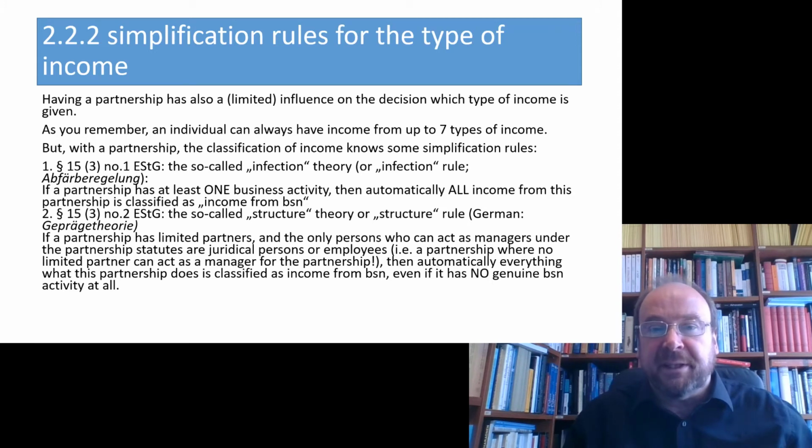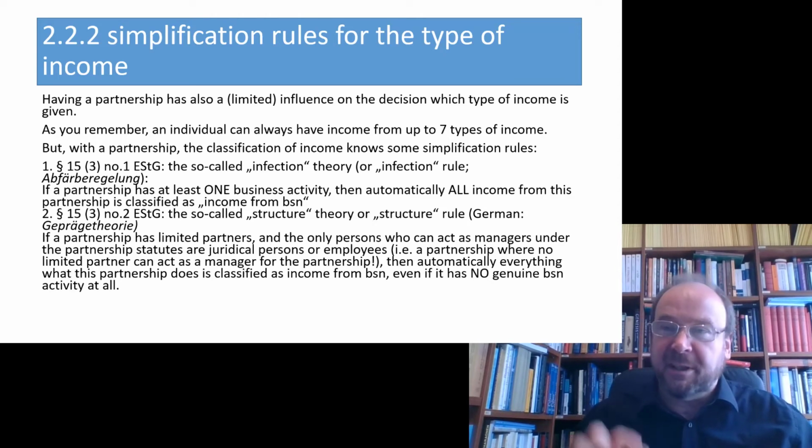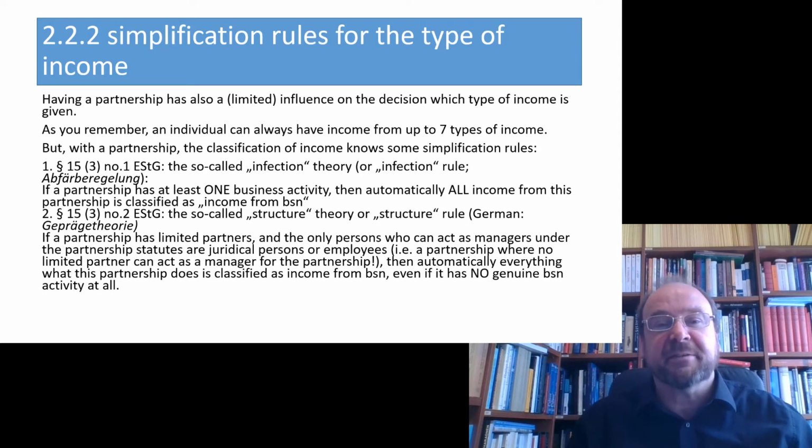That is plain and simple: if a partnership has at least one genuine business activity, then automatically all what they are doing, all income from whichever source, is reclassified into income from business. And it's called infection theory because the idea is if you have one little business activity, that infects and spoils all the rest of your income. It's now all business income, by the way, with the consequence that it would all be covered by the trade tax of the cities too.